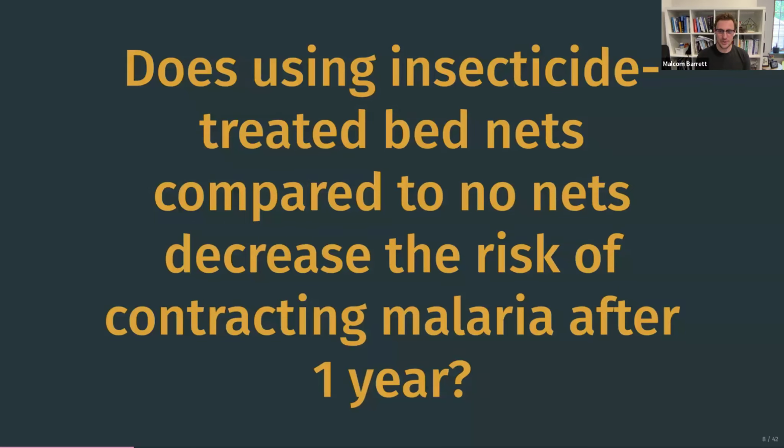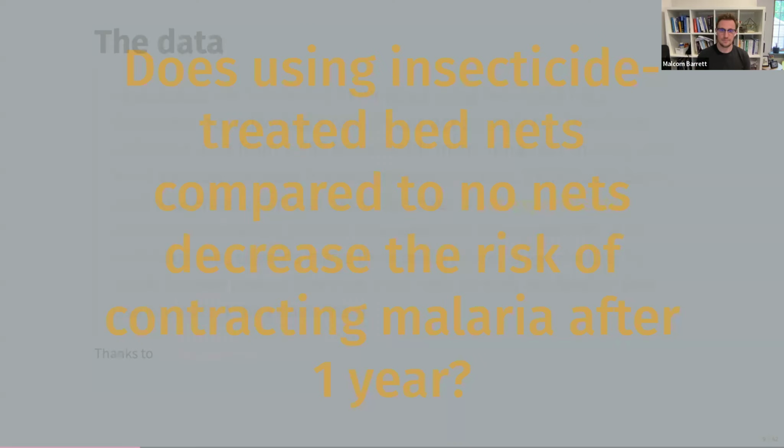So let's hone in on this a little bit. We could probably get a little bit further along with this by going back and forth, but we'll kind of stop at this point with some of the items that I was talking about. So the question now that we're going to hone in on is, does using insecticide treated bed nets compare to no nets, as in, somebody's using an insecticide treated net versus somebody who's not using a net at all? Does that decrease the risk of contracting malaria after 1 year?